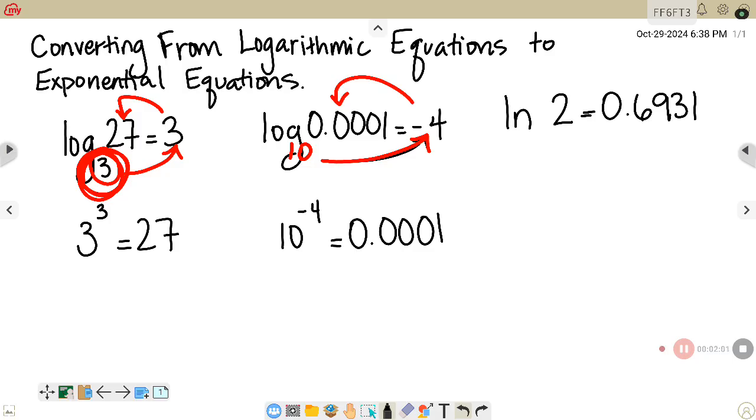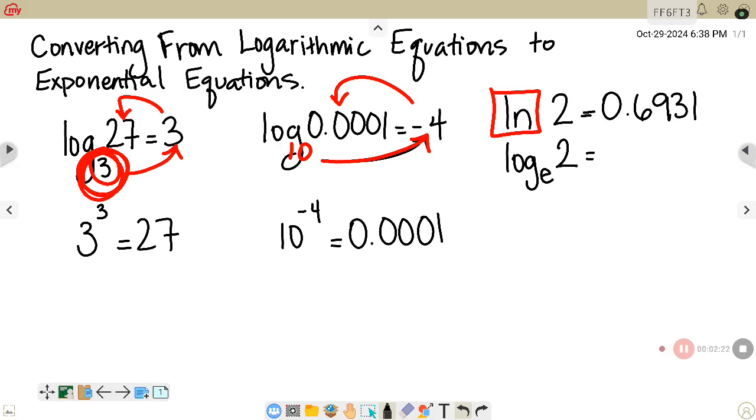All right, on this next example, we have ln of 2 equals 0.6931. So what we have here is I don't see the base again. So if I'm going to write an exponent, I have to have a base. If you see ln here instead of log, that's your natural log, which is log base e. So that is what that would look like.